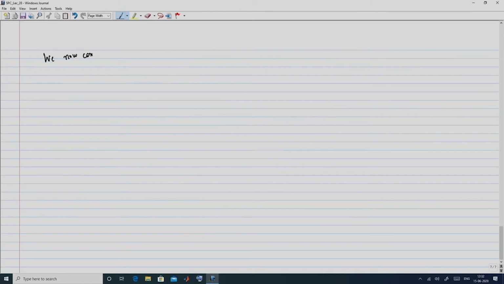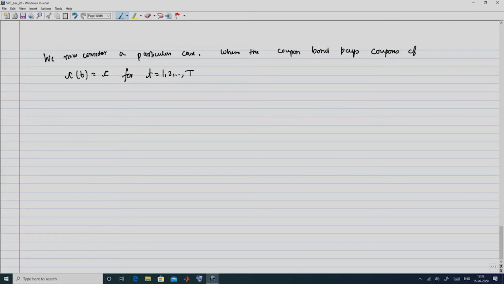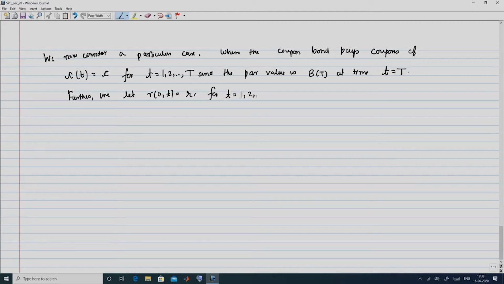We now consider a particular case as far as the coupons are concerned, where the coupon bond pays coupons of identical amount, that is all C(t) is equal to C for t equal to 1 all the way to capital T, and the par value as before is B(T) at time little t equal to capital T. Further, we let the spot rate r(0, t) be denoted by some little r for t equal to 1 all the way to capital T.